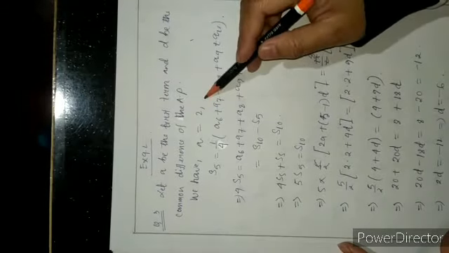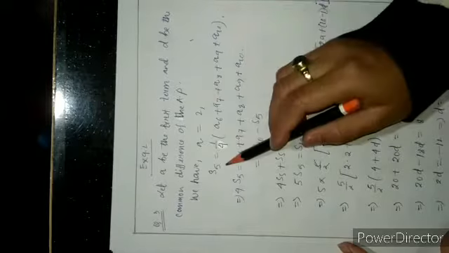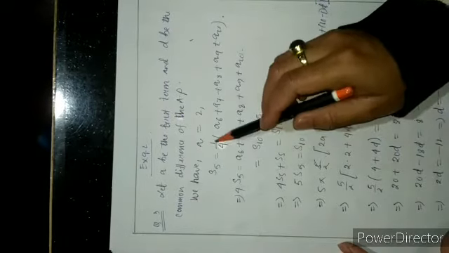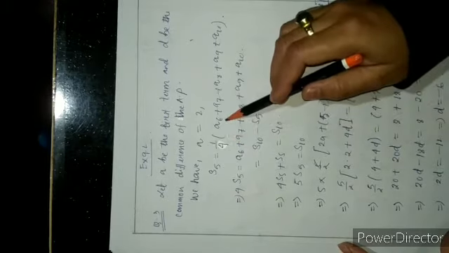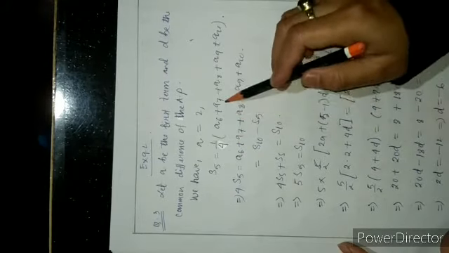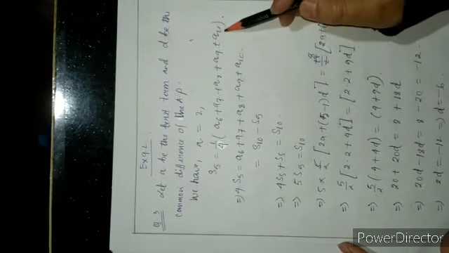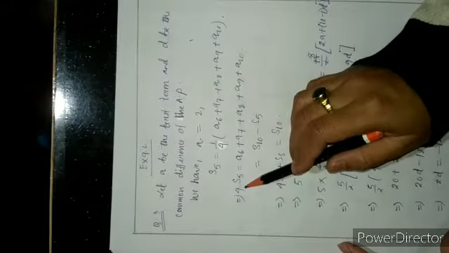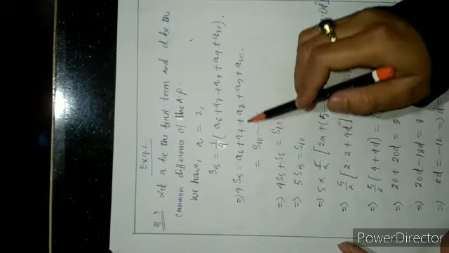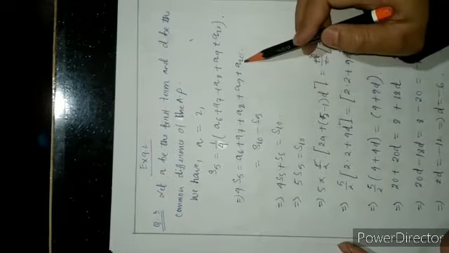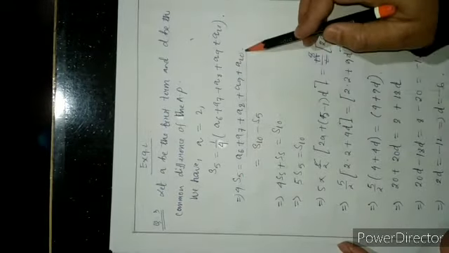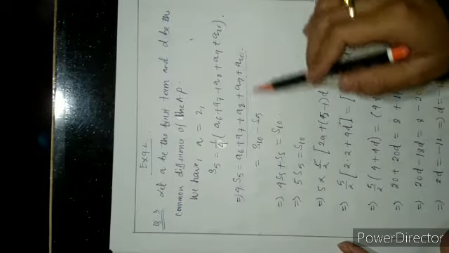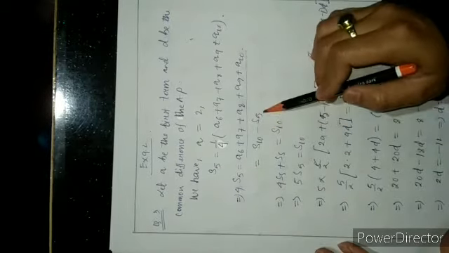We have first term A is equal to 2, and it is given that the sum of the first 5 terms S5 is equal to 1/4 of the next 5 terms A6, A7, A8, A9, A10. By cross multiplication, 4S5 is equal to A6 plus A7 plus A8 plus A9 plus A10, and the sum of this expression is S10 minus S5.